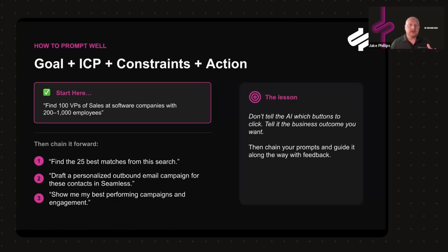So some of the biggest things is you should present it with a goal, what you're looking for. You should present it what your ICP is, given we are a B2B lead generation tool. What's your ideal contact profile? Who are you searching for? Are there any constraints associated to that? And then what actions do you want it to take?